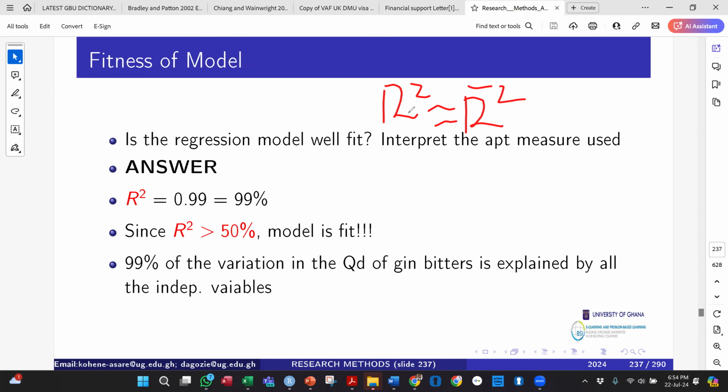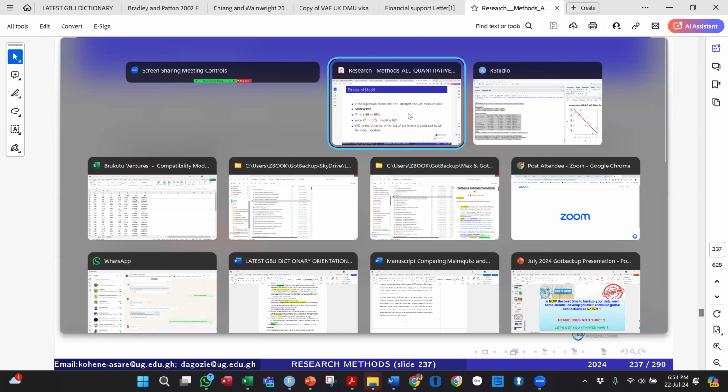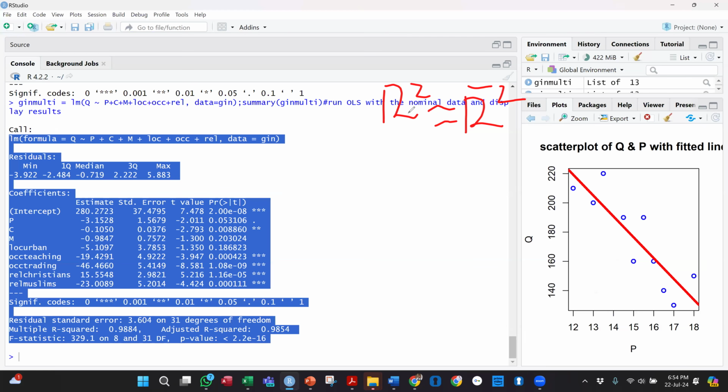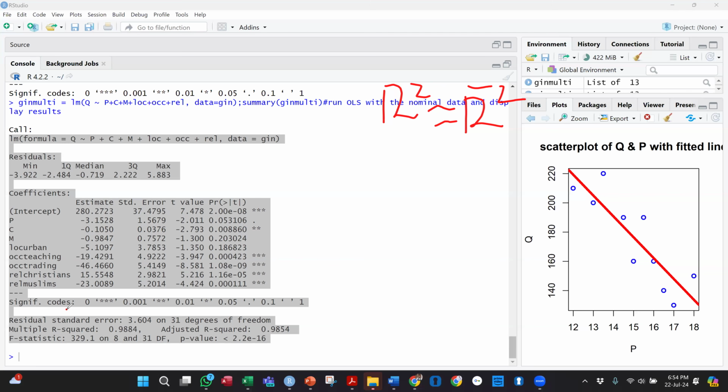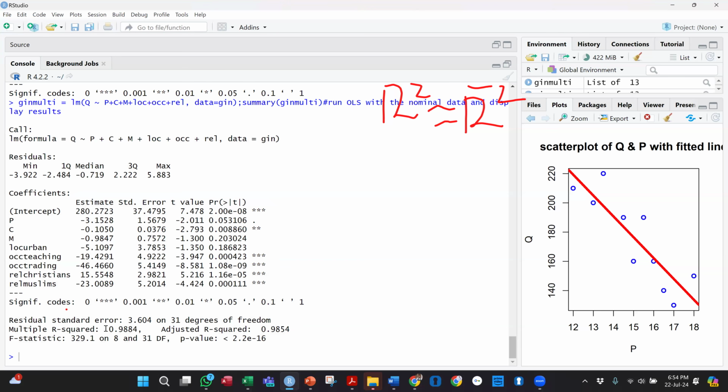In our case, if you look at adjusted R square, look at the value carefully, you will see that adjusted R square is 99%. The R square is also 99%, correct to 2 decimal places. So it means that this model is well fit and there appears to be no irrelevant variable. That's it.